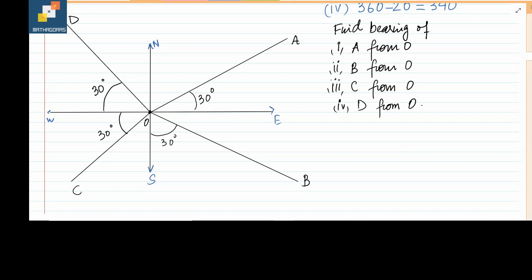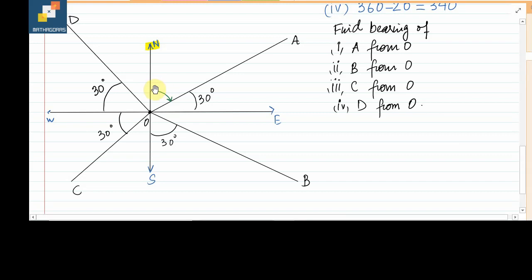So the solution will be, first step, always highlight the unknown angle. In first part, if it says A from O, so I am talking about the north of O, that is mentioned. I am going to share it with the yellow. So highlight it, the north of O. Now highlight the unknown angle. From the north till the line A, that means we are talking about this angle, right? This angle is our bearing, that is unknown.